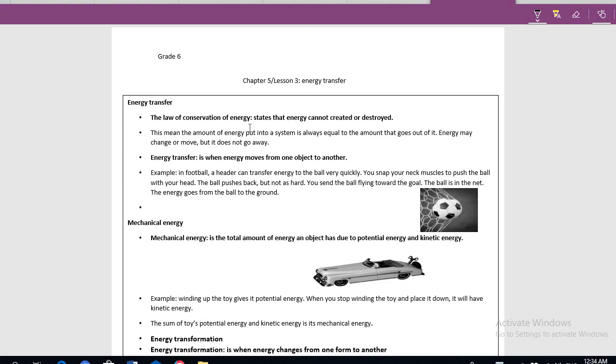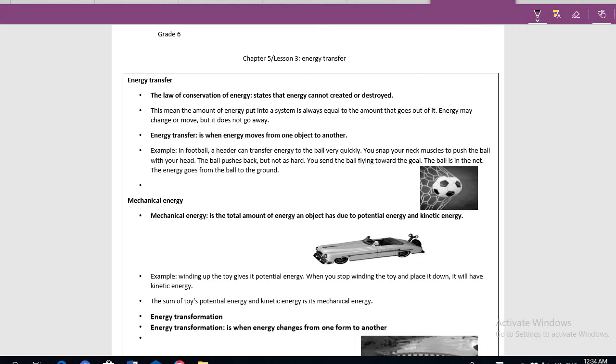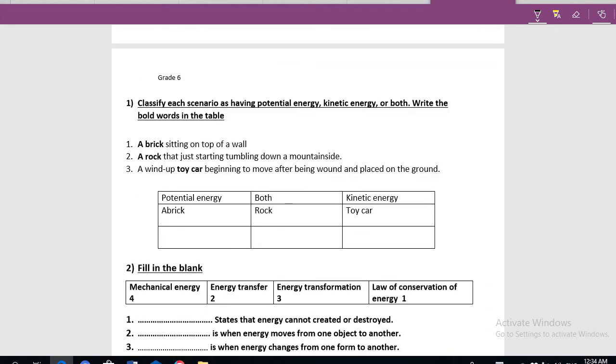Today we are going to revise Chapter 5, Lesson 3: energy transfer. First question: classify each scenario as having potential energy, kinetic energy, or both. Write the bold words in the table.